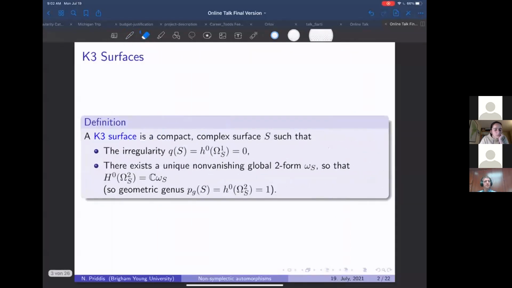Here we go. First of all, the definition of a K3 surface. It's a compact complex surface S with irregularity 0, and there should exist a non-vanishing global 2-form, which we're going to call omega S in this talk. We're going to see that several times later. Maybe that means the geometric genus is 1. And also, I'm not going to keep writing this, but for the rest of the talk, whenever I write S, I just mean a K3 surface.